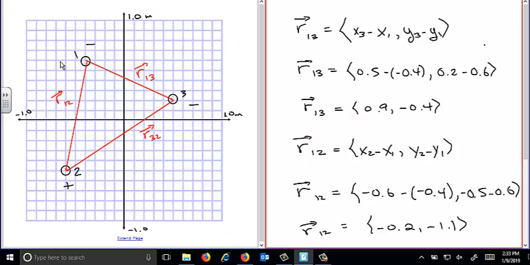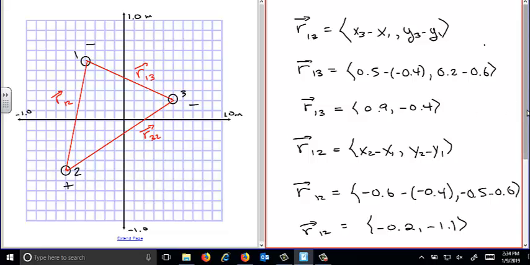To calculate what those vectors are, you just take the positions. Let's say vector 1,3, which is from 1 to 3, is x3 minus x1, comma y3 minus y1. If you plug in the coordinates we've specified, you find vector 1,3 is 0.9, negative 0.4. You can do the same thing for vector 1,2, which is negative 0.2, negative 1.1.